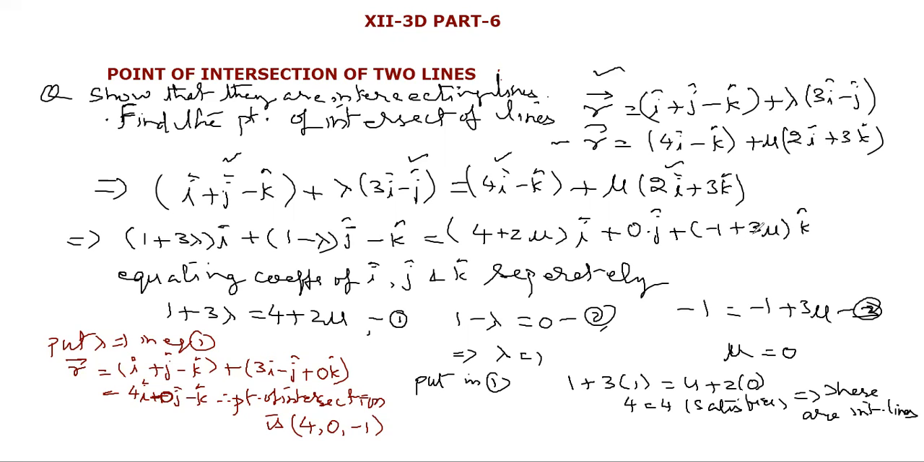mu. Anyone you can put. If you put mu also, you will get the same answer. Mu 0, that means you will get 4i minus k. This is also 4i minus k. So either mu or lambda, you can put anyone, and that vector will give you the point of intersection of two lines.